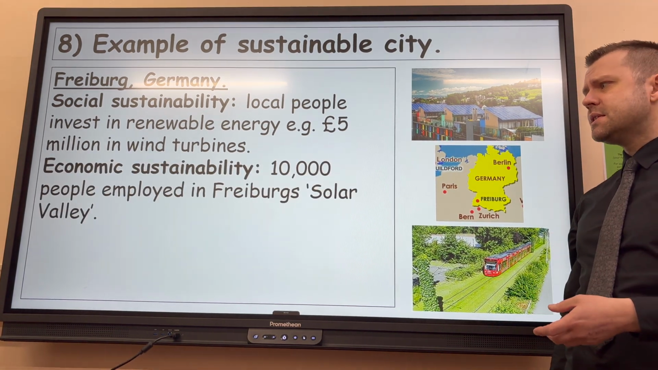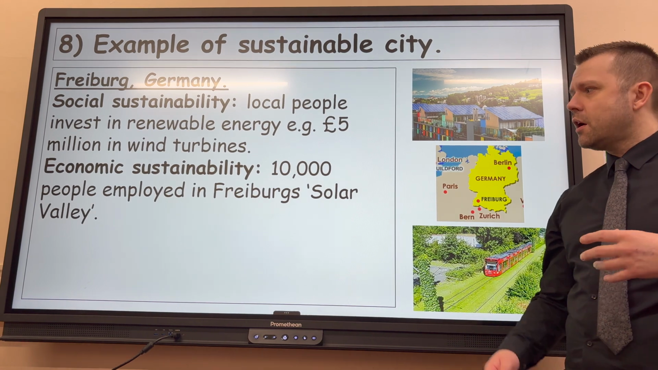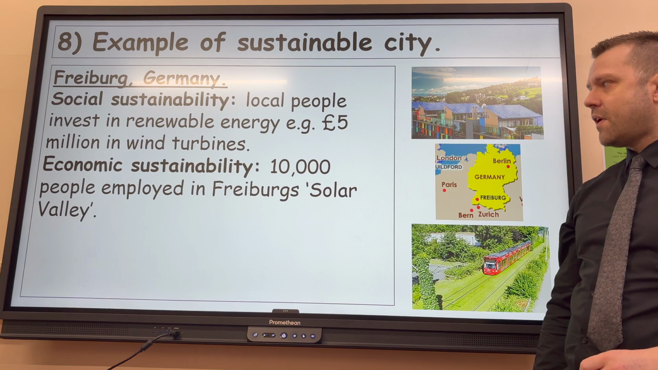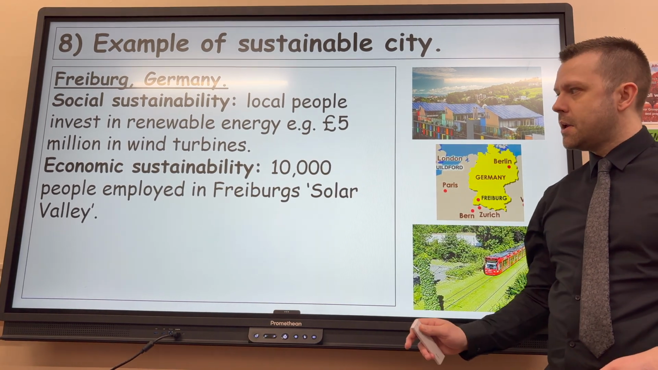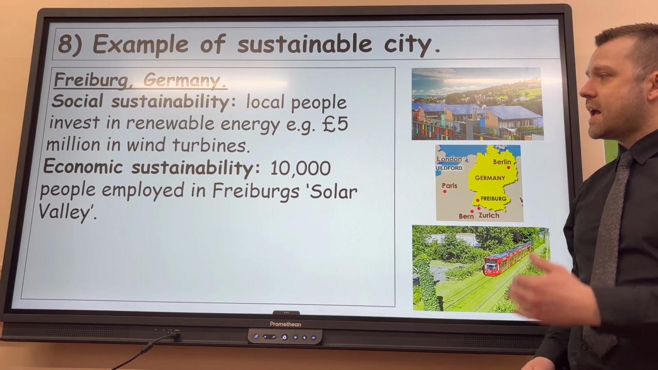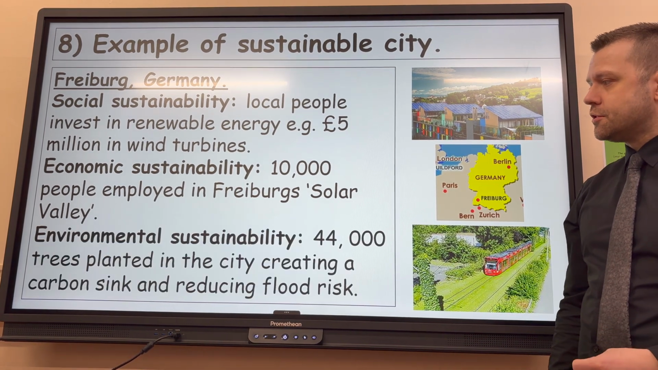Economic sustainability. Freiburg has got a solar valley. This is basically where lots and lots of solar panels are manufactured, and it employs 10,000 people. And solar panels are renewable, contributing to the sustainability of energy production and conservation.